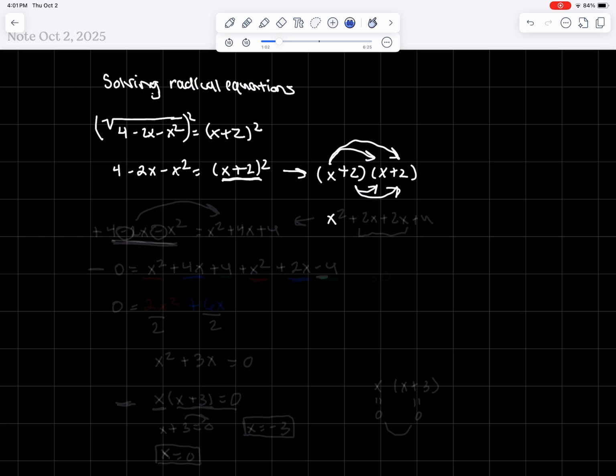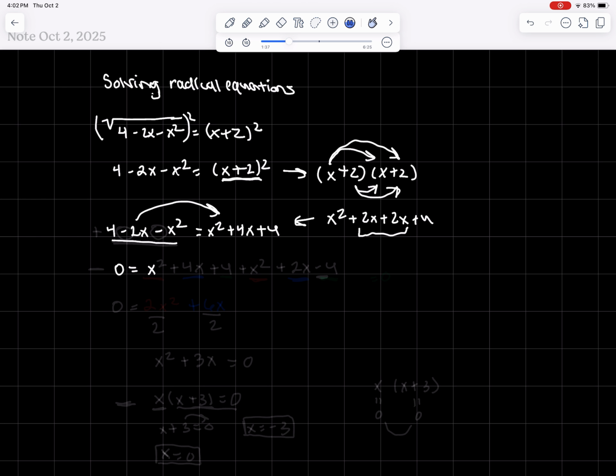And what I'll get is x squared plus 2x plus 2x plus 4. But I have like terms, so I can combine them. So I'm going to move it over here. What do we get in the final part? It's x squared plus 4x plus 4 equals our other side. And if you notice, we have similar terms on both sides, so we need to combine them all. So I'm going to move all of these over and set them equal to 0.